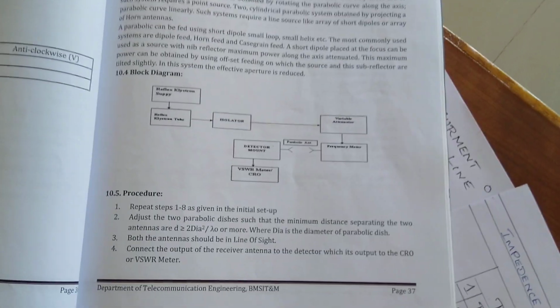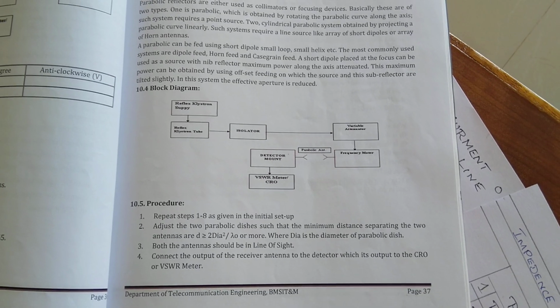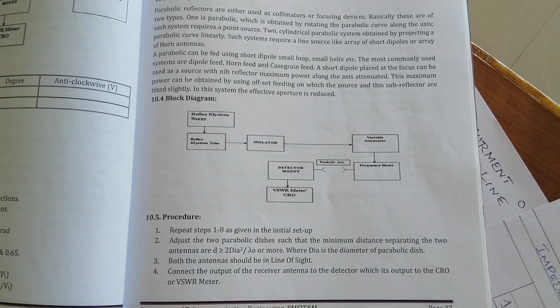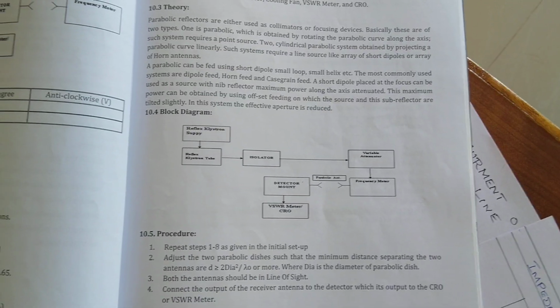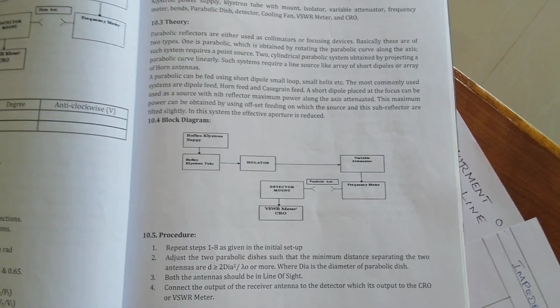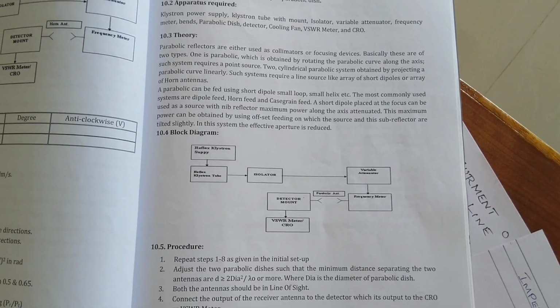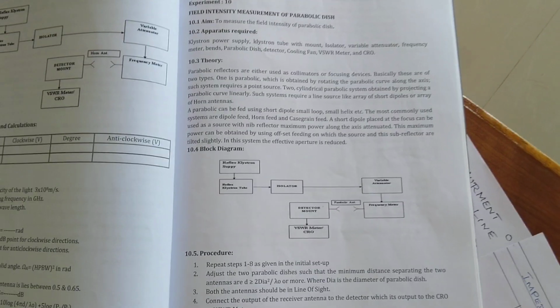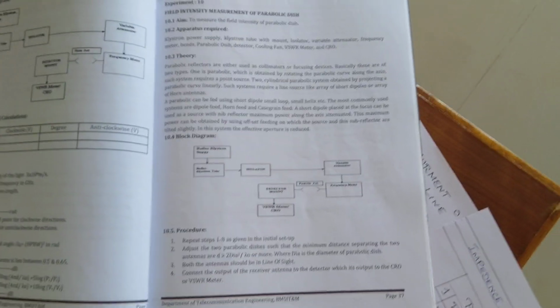Here, this is the block diagram. For the initial setup, we have the reflex klystron supply, then a reflex klystron tube, that is an oscillator or an active device, then an isolator, a variable attenuator and a frequency meter. Next to the frequency meter, we should have a detector to find out the initial setup frequency, which is usually in the X band, that is 8 to 12 gigahertz.